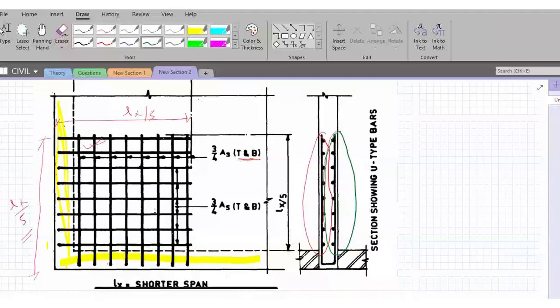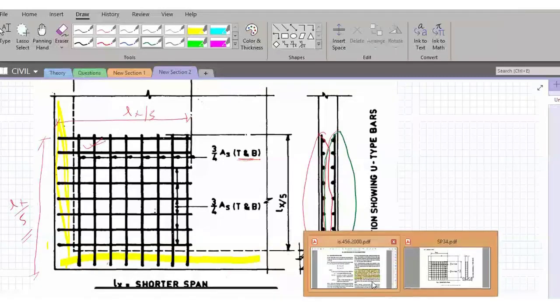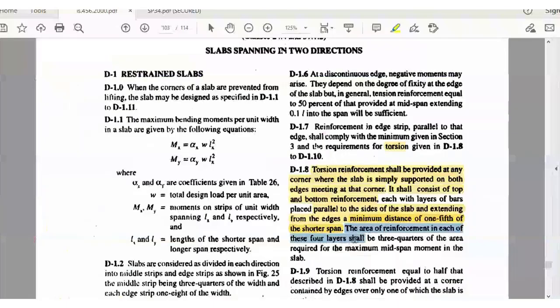What is written? The area of reinforcement in each of these 4 layers shall be 3/4 of the area required for the maximum mid-span moment in this slab. So whatever maximum moment you get for the slab, for that moment you might have already computed the steel. So you take 3/4 of that steel, and 3/4 of that steel has to be provided as your torsion reinforcement in each of these 4 layers.